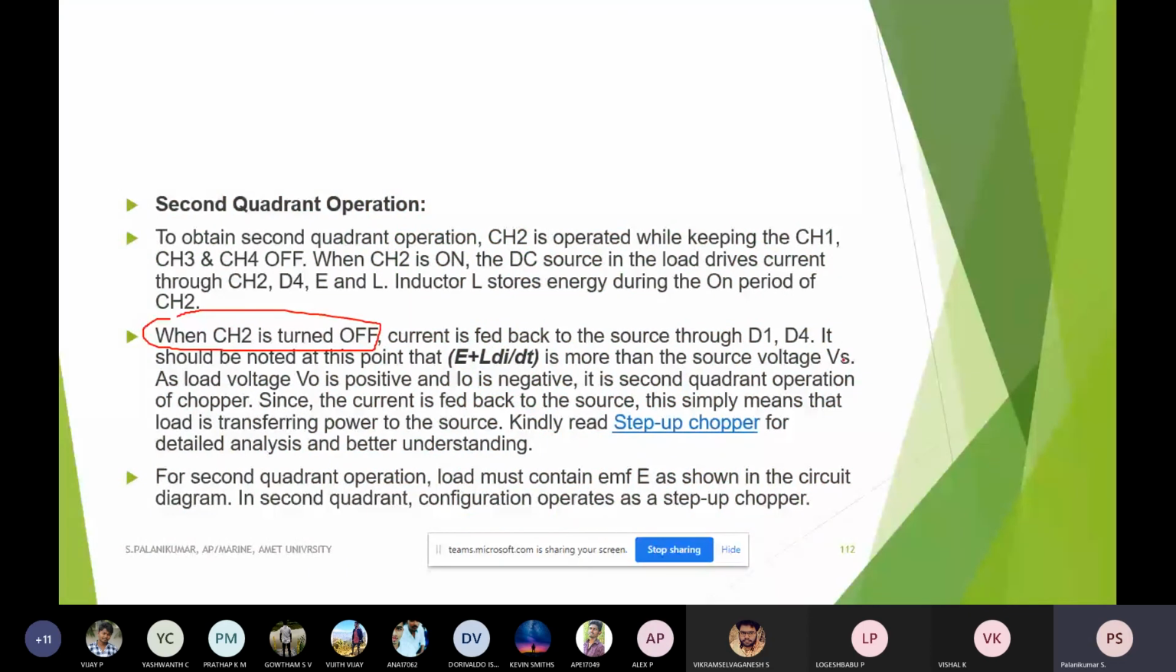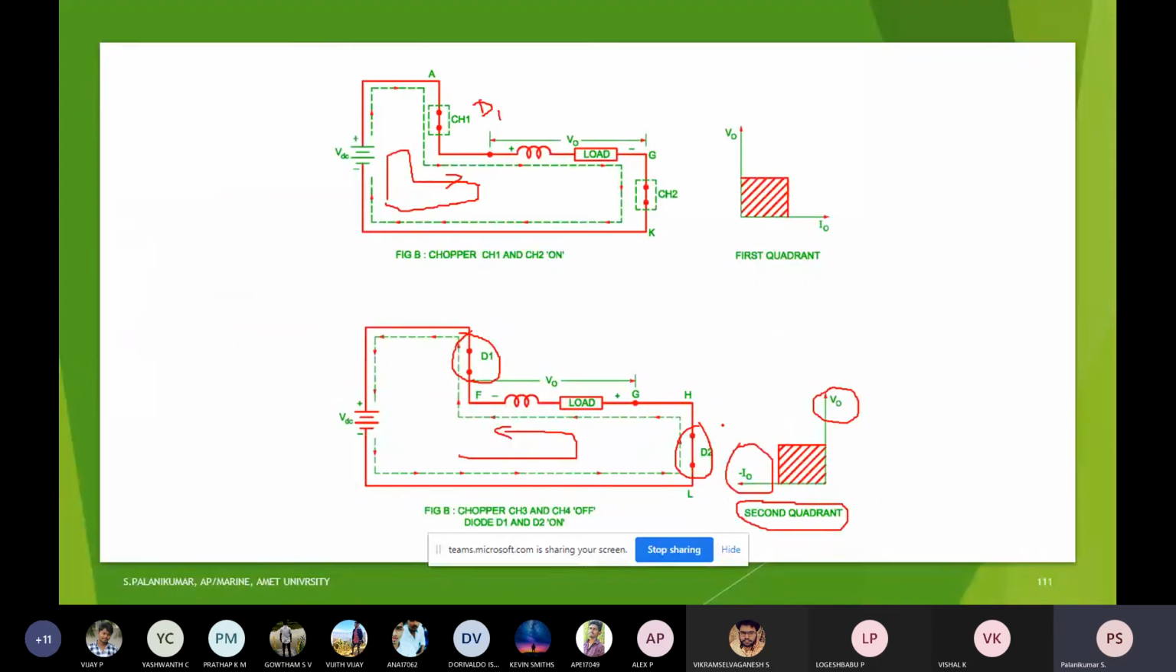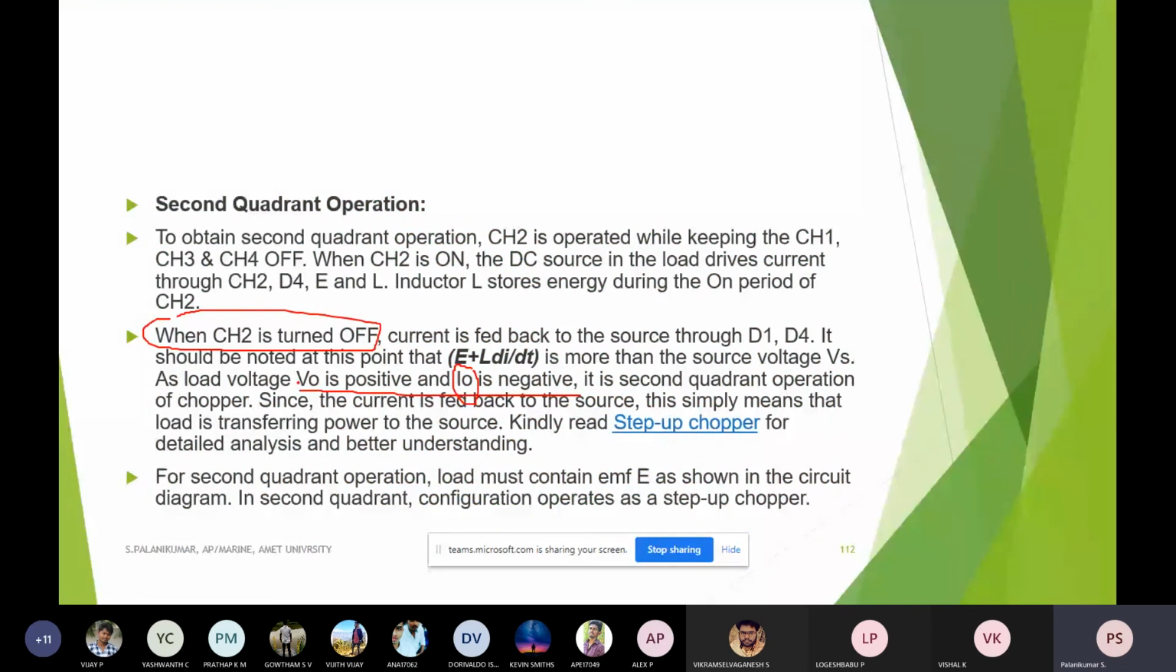As the load voltage V naught is positive, the output current I naught is negative. If the current is negative and the voltage is positive, multiplying them gives a negative power. Negative power here doesn't mean it is a negative power; the direction of the power flow has changed. Here the sign of power implies the direction only.